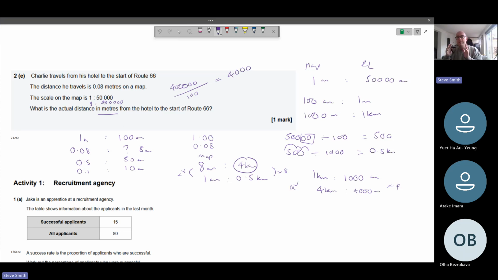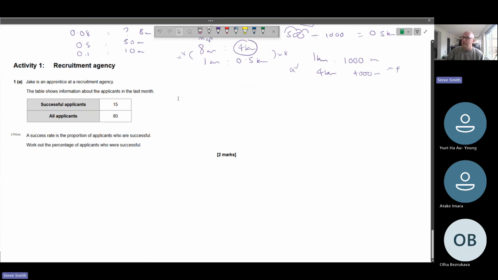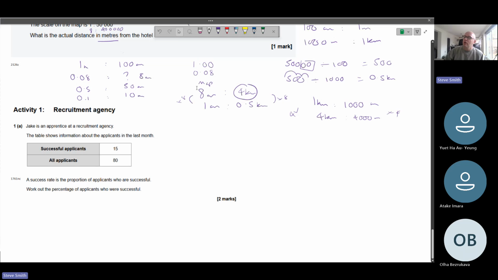But working it out visually, seeing how big it is on the map, what the conversions are, we did it the long way around. But if you could have seen what that is straight away on the map, then that's the only sum you need to do. But we did it both ways. We did good. Okay, and I think this is the last one.